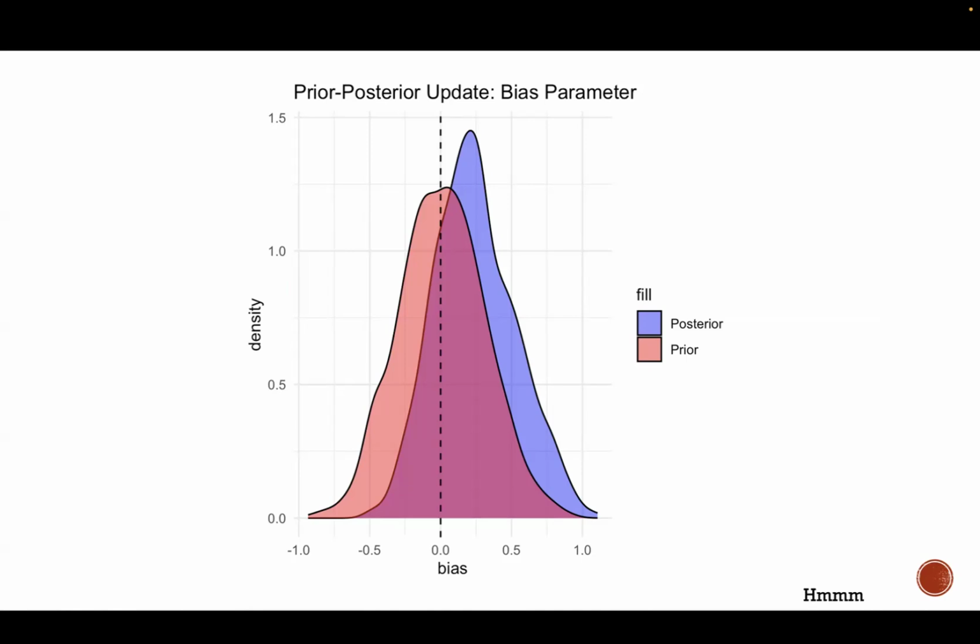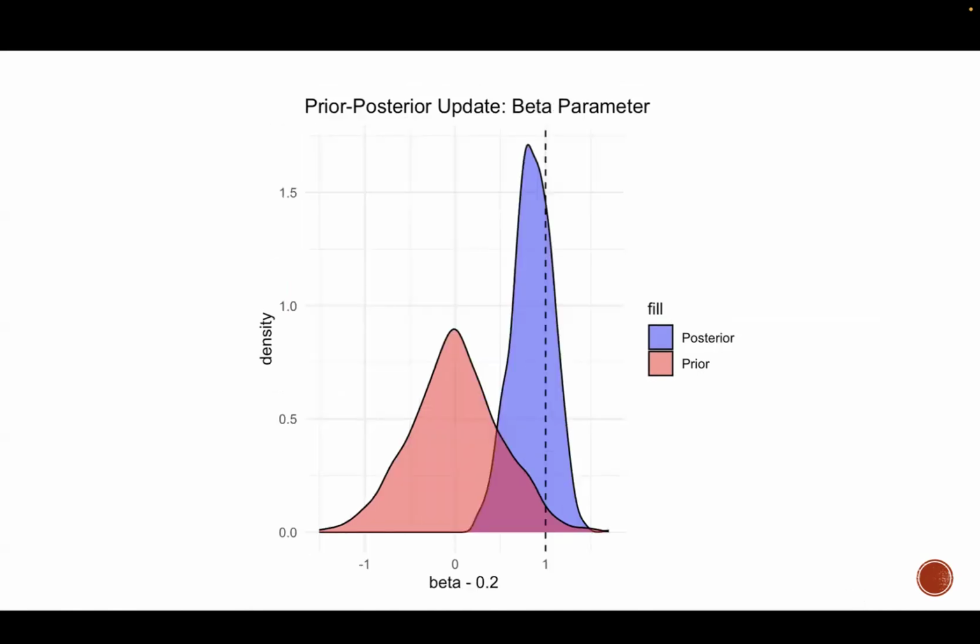So here I look at this and I say, well, let's look at the beta parameter. So what we have here is a prior and a posterior. What do you see here? Beta?